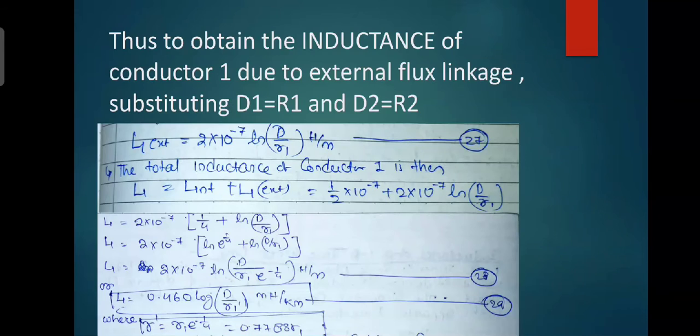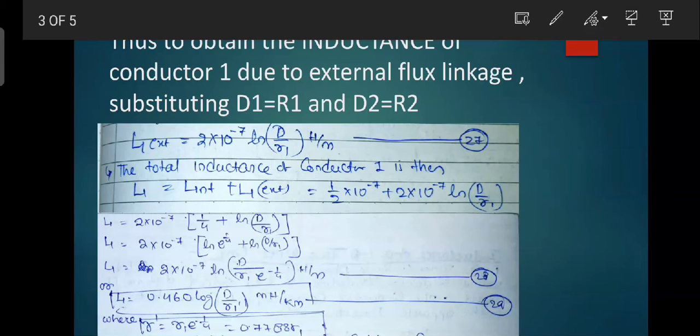So to obtain the inductance of conductor 1 due to external flux linkage, substituting D1 is equal to r1 and D2 is equal to r2. It is very nearly the same distance. Here capital R1 means small r1. We know the external inductance, that is 2 into 10 to the power minus 7 ln D upon r1, Henry per meter, from the previous video.